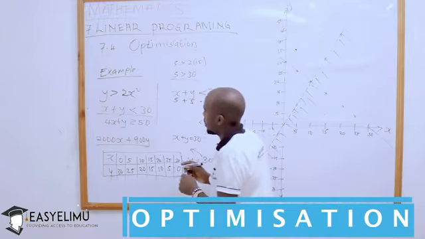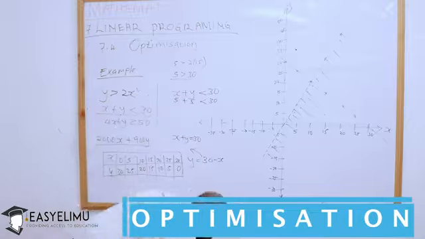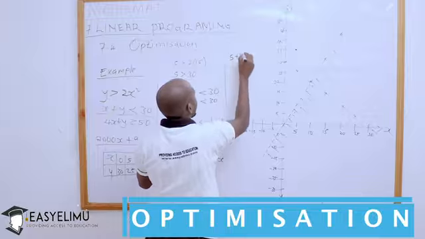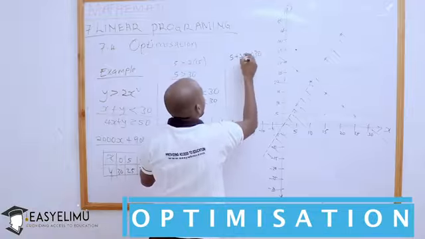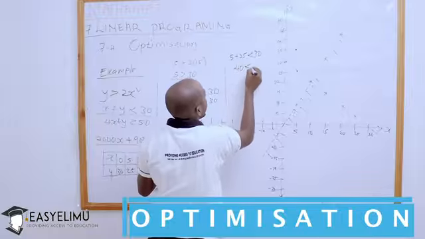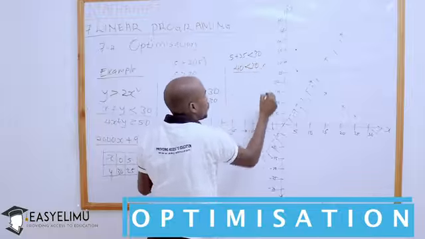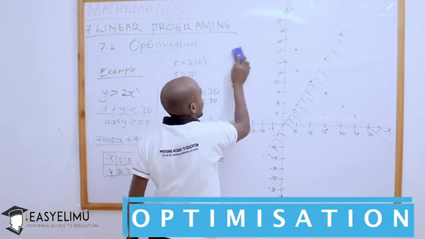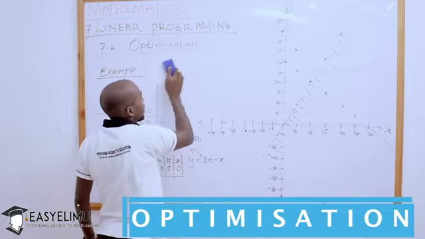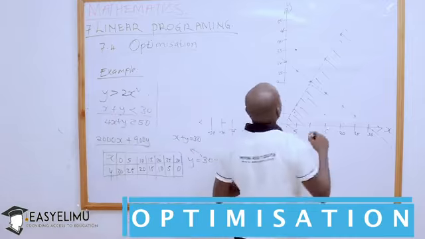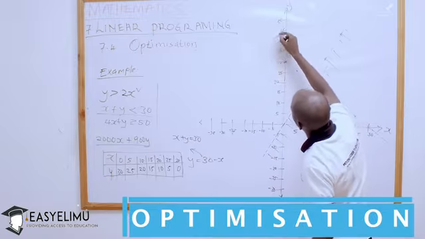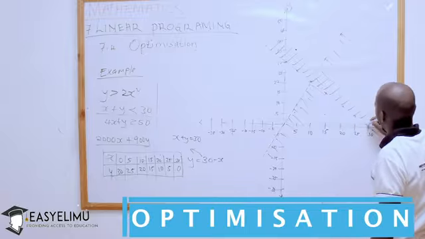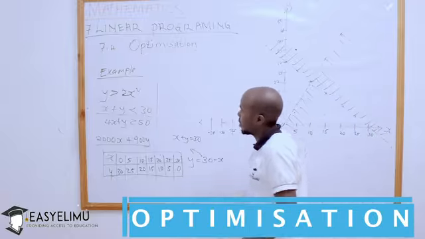If we take another point, for example 5 and 35, a point here, we shall find that 5 plus 35 is less than 30. You get 40 is less than 30, and that is not true. So that side is unwanted. The side where we took that point, we shall shade. For instance, we are going to shade the upward side, and that will be our inequality, x plus y is less than 30.